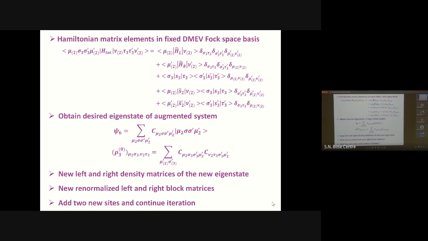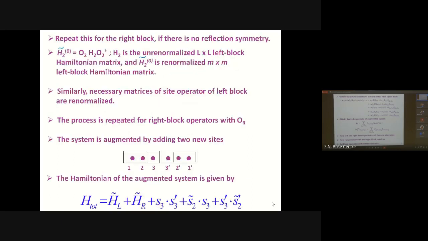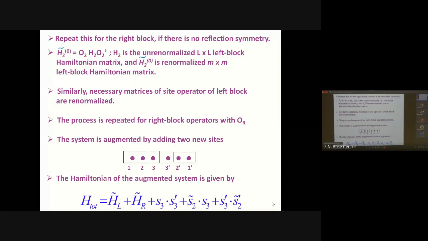Maybe I have missed it, but how did you renormalize your spins? On the left hand side? Could you go back to the previous page? I'm asking what S2 and S2 prime are.